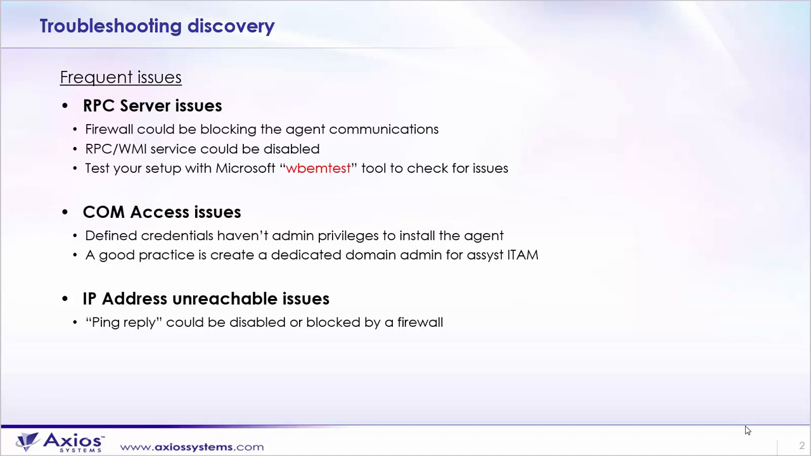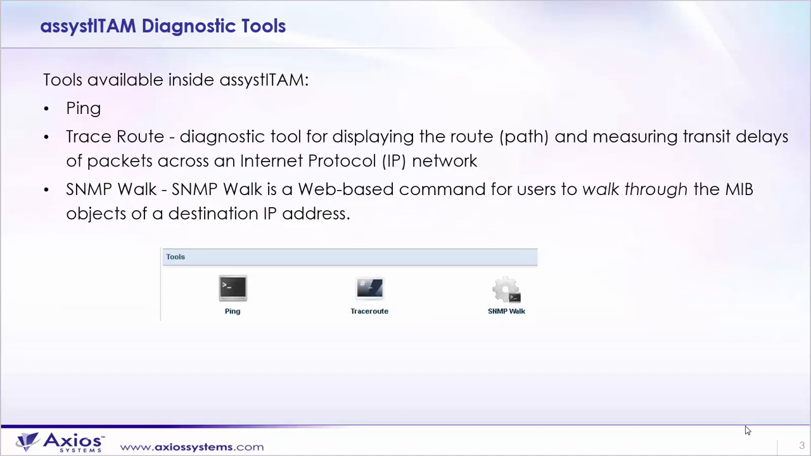Within ITAM, we have three tools. One being ping, which is pretty much universally known. Secondly, traceroute, which is a diagnostic tool for displaying the route path and measuring transit delays across packets. And the SNMP walk, a web-based command for users to walk through MIB objects of a destination IP address.